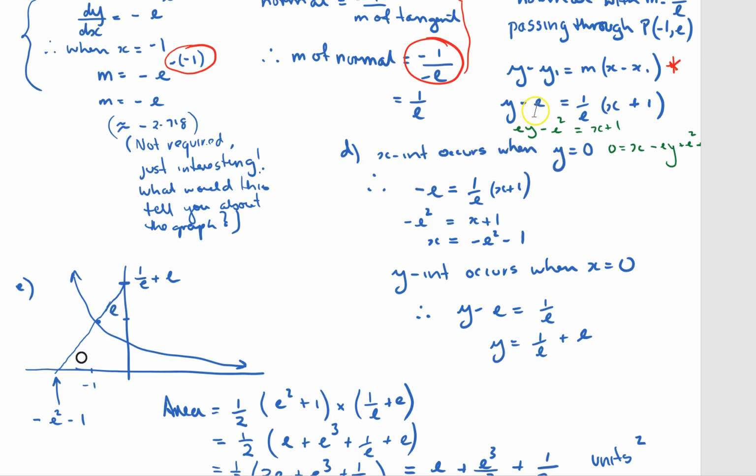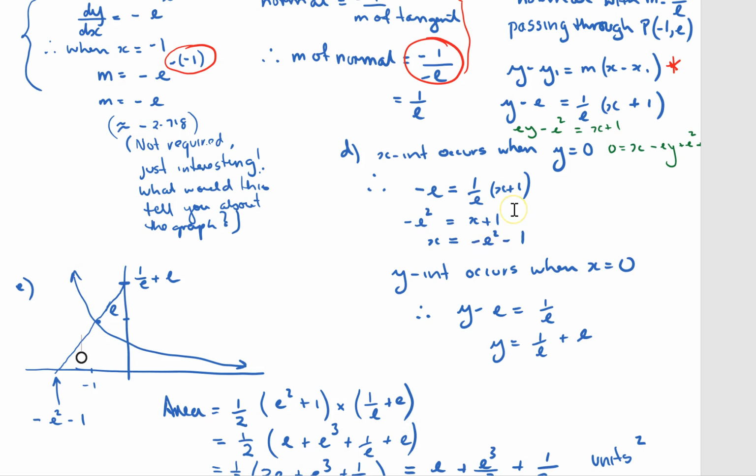Therefore, we've got our equation, and I stayed with the first equation and subbed y equals 0. So we have 0 minus e is 1 on e, x plus 1. And again, I've got that into an x value, because that's what we're finding, the x intercept. I want to know the x value. So I would make x the subject of that.